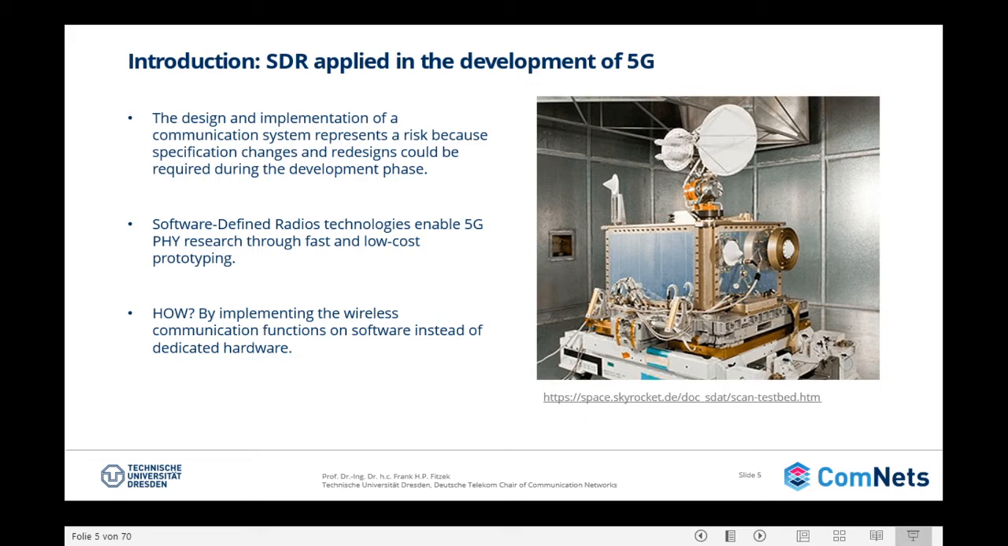The approach of SDR is to implement the communications protocols directly on software instead of on hardware. By doing so, when we have a change or when a redesign is required, by updating the software or firmware, we can obtain a new functionality directly in our device. Then we can really save a lot of time and money by introducing those changes rapidly by software.